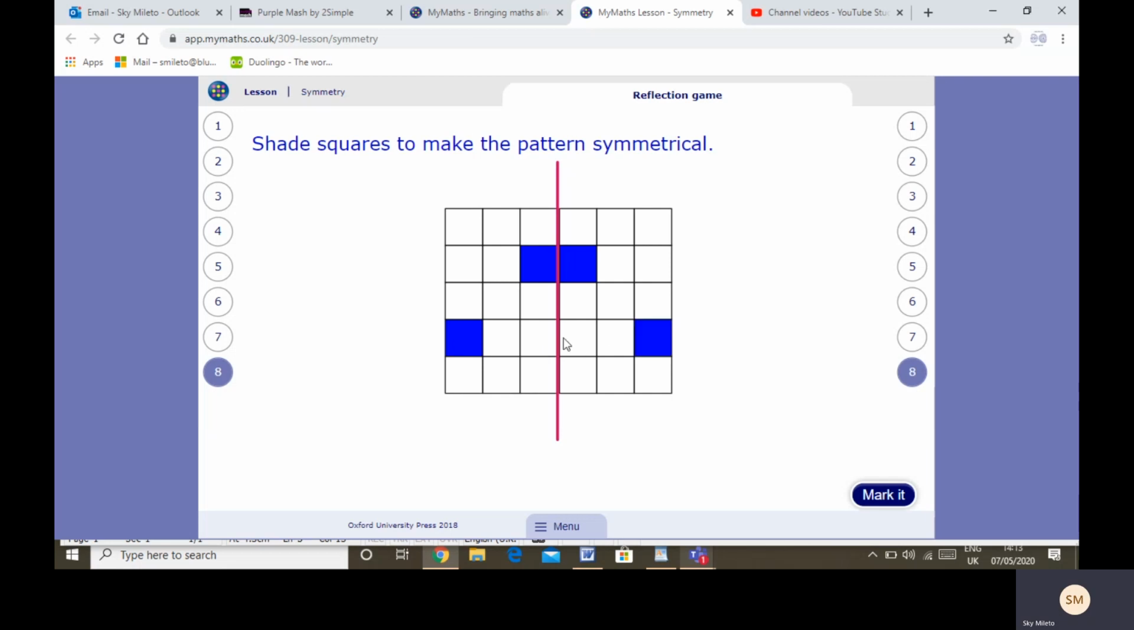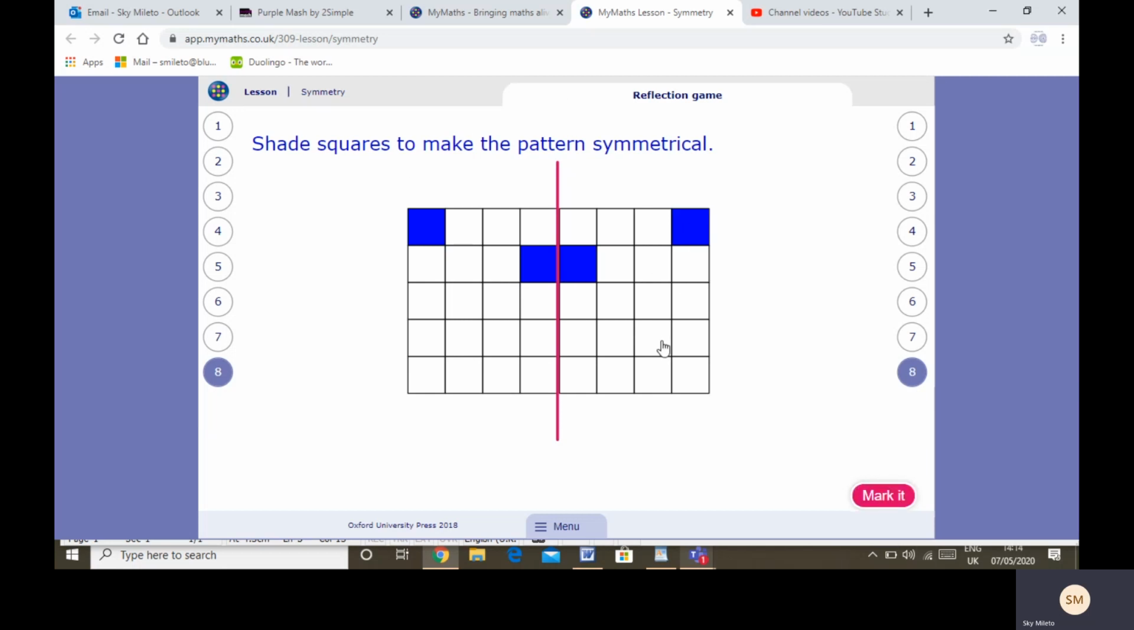Okay, we can see it's the furthest blue away. Blue, white, white, blue, white, white. It's like a mirror image. Mirror image. We could call it a symmetrical. Okay, so one there and one there. Have a go as many as you want on your own lesson.